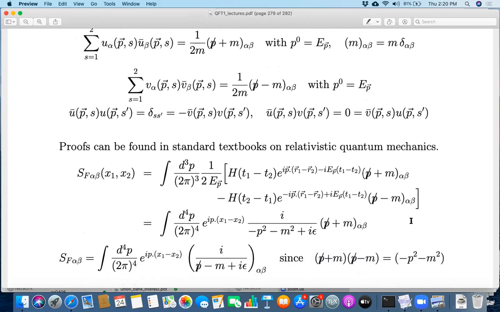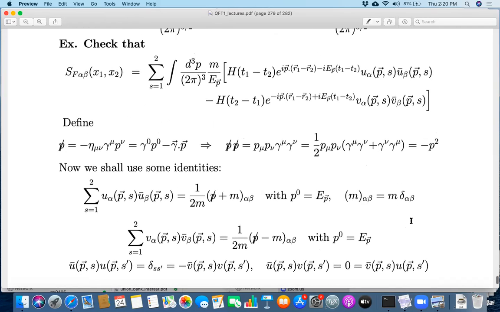Okay, so with this, let's see what we get. So here, all you have done is that the sum over s equal to 1 to 2 of u alpha(p,s) ū beta(p,s), I am replacing it by 1 over 2M times (p slash minus M) alpha beta.